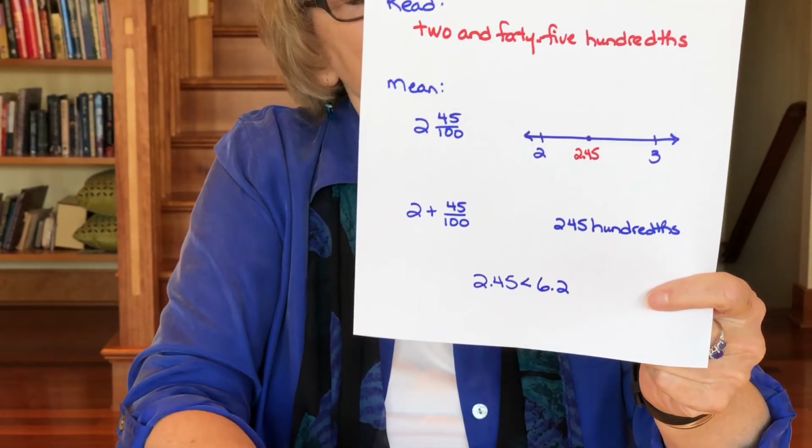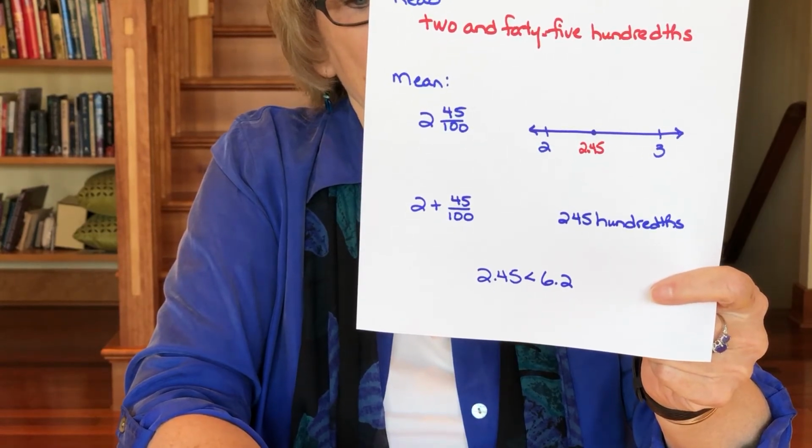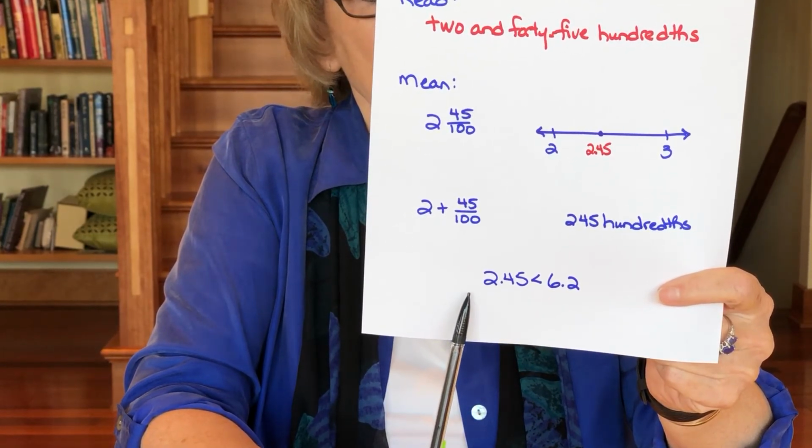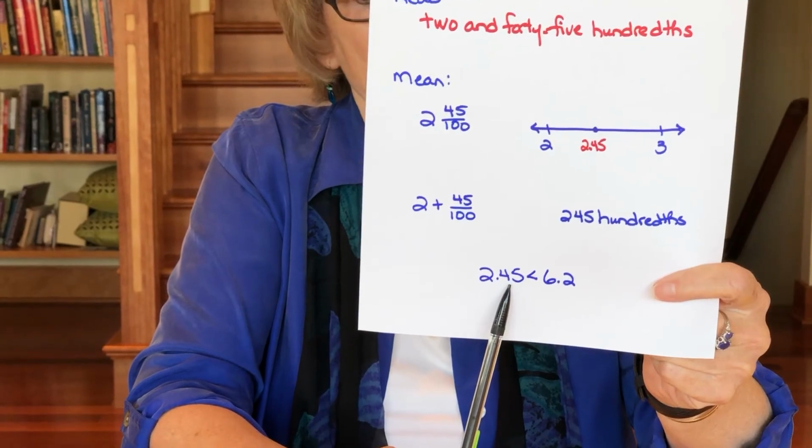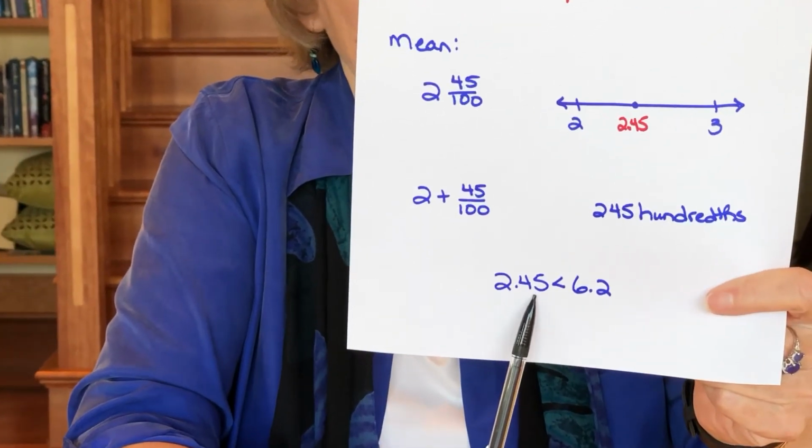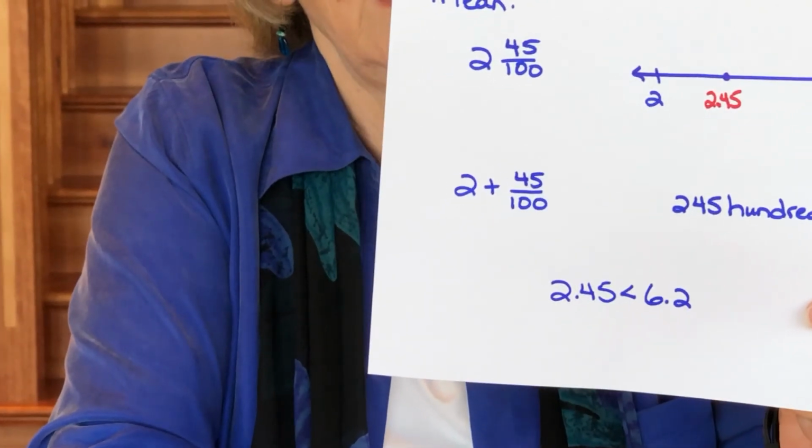And finally, thinking about place value, I want students to recognize that 2 and 45 hundredths is certainly less than 6 and 2/10. So being able to read decimals correctly and understanding the place value relationship that is so important in terms of decimal numbers will help us then be able to perform operations such as addition with decimal numbers.